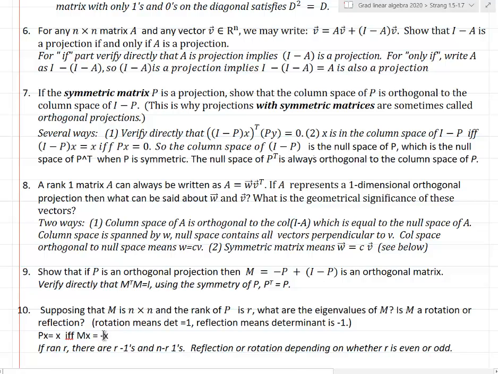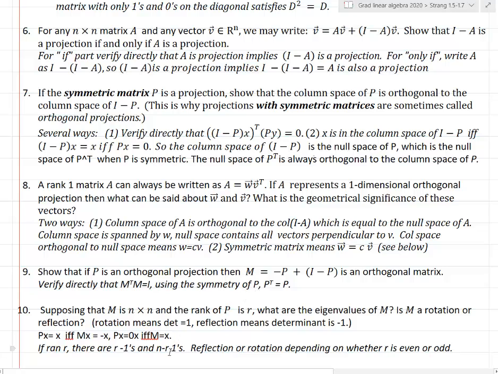Okay. And then the other case is that Px equals 0x. Okay, so that's the other type of eigenvector. That's going to be true if and only if what? Well, if Px equals 0, then I just have the identity left here. So that means that Mx equals x. So that means that the eigenvectors of P with eigenvalue 1 are eigenvectors of M with eigenvalue minus 1. And the eigenvectors of P with eigenvalue 0 are eigenvectors of M with eigenvalue 1.